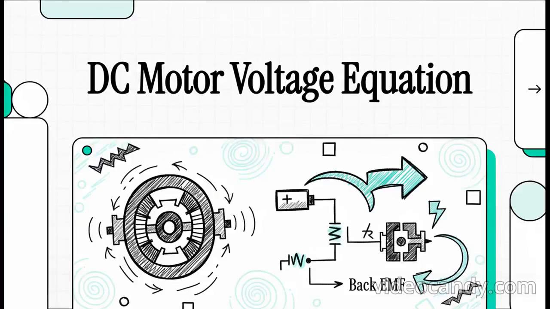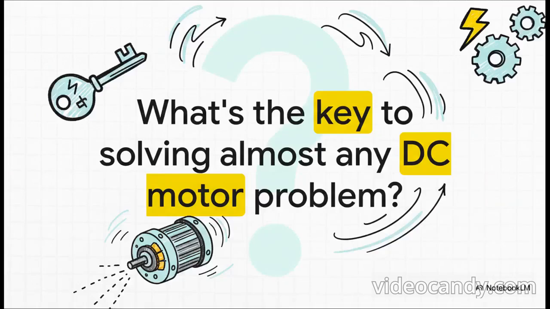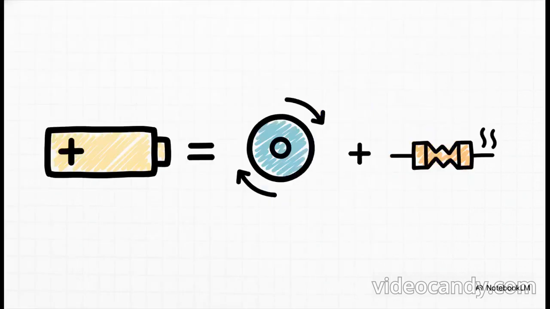All right, if you've got an electrical machines exam on the horizon, you are in the right place. We're about to tackle one of the absolute bedrock concepts you have to know, the DC motor voltage equation. So let's start with a question right off the bat. What is the one thing, the single key, that unlocks pretty much any DC motor problem you're going to face? I'm talking starting torque, speed control, all of it. It all comes down to this equation.